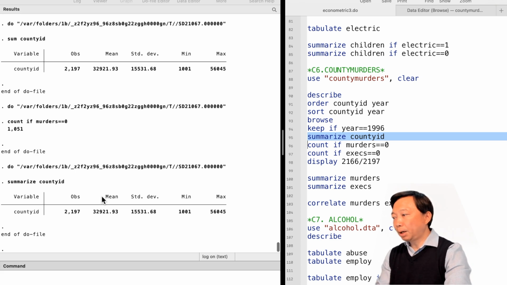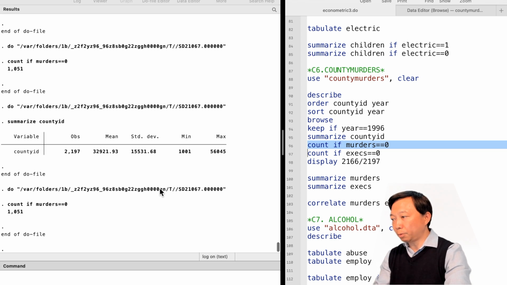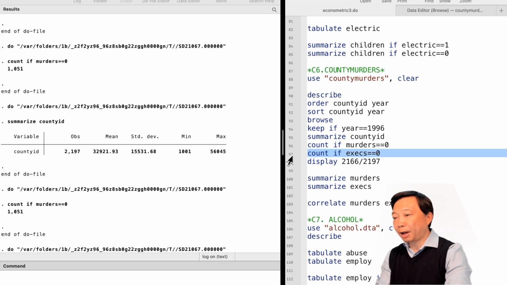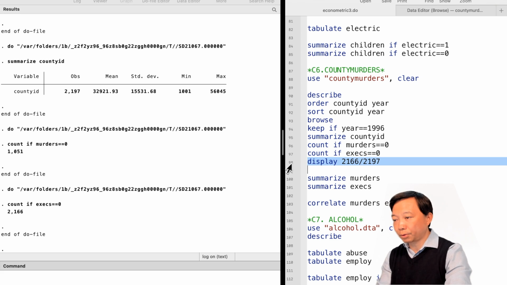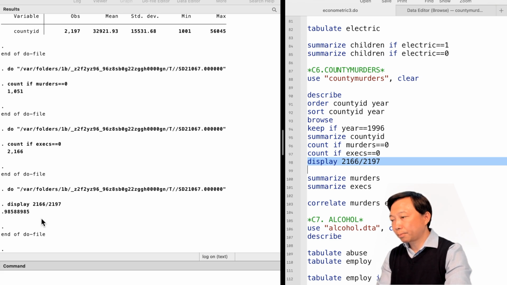The variable murders reports the number of murders. We could find the number of counties with 0 murders by typing count if murders is equal to 0. There were 1,051 such counties. The variable execs reports the number of executions. We find 2,166 counties with 0 executions. The percentage is 2,166 divided by 2,197, which is 98.6%.